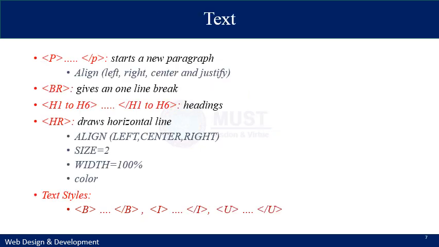Some common elements that are used in web pages are known as text elements. From the text elements, the paragraph is the most common element and it is represented by a p tag. You start the element with p and end with /p, and any text inside these tags is represented as a paragraph, and you can align the paragraph left, right, center, or justify.